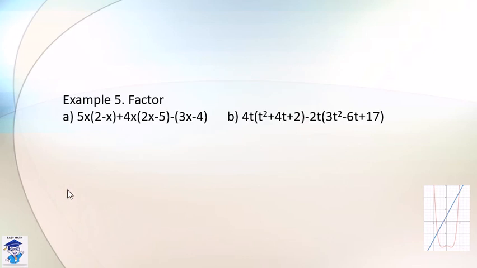Next, example 5. There are 2 questions. The number A is 5x times 2 minus x plus 4x times 2x minus 5 minus 3x minus 4. Number B, 4t times t squared plus 4t plus 2 and 2t times 3t squared minus 6t plus 17.